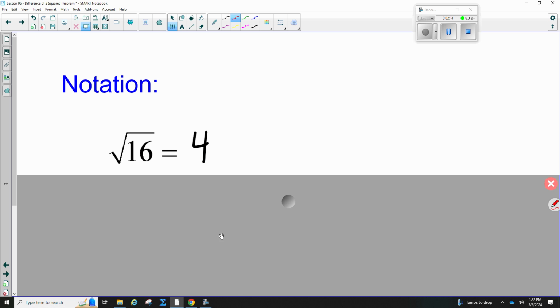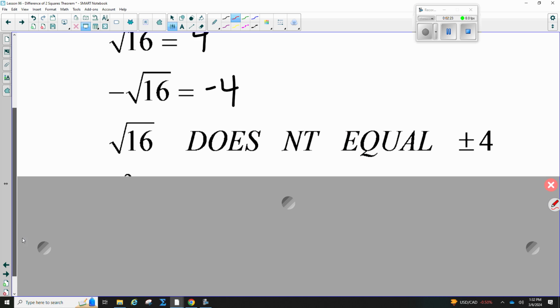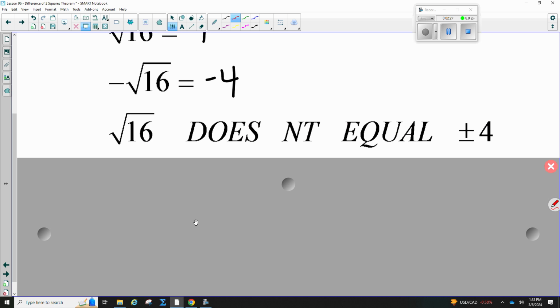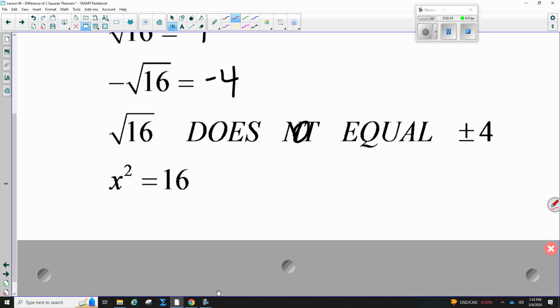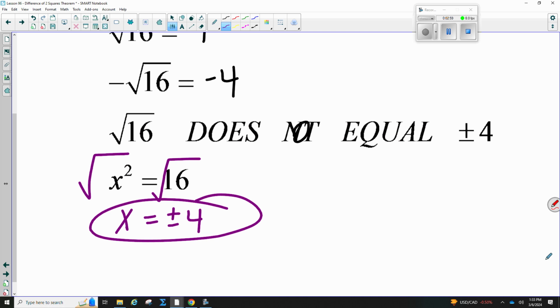Now if I have a negative in front, again, there's no variable. What's the answer to that? It's negative 4. So if I just ask for the square root of 16 with no variables, it does not equal plus and minus 4. It just equals positive 4. But if you're solving, like I have x squared equals 16, I now square root both sides, and I get plus and minus 4, both. Because of the x squared, I have 2 answers, because negative 4 squared is also positive 16.